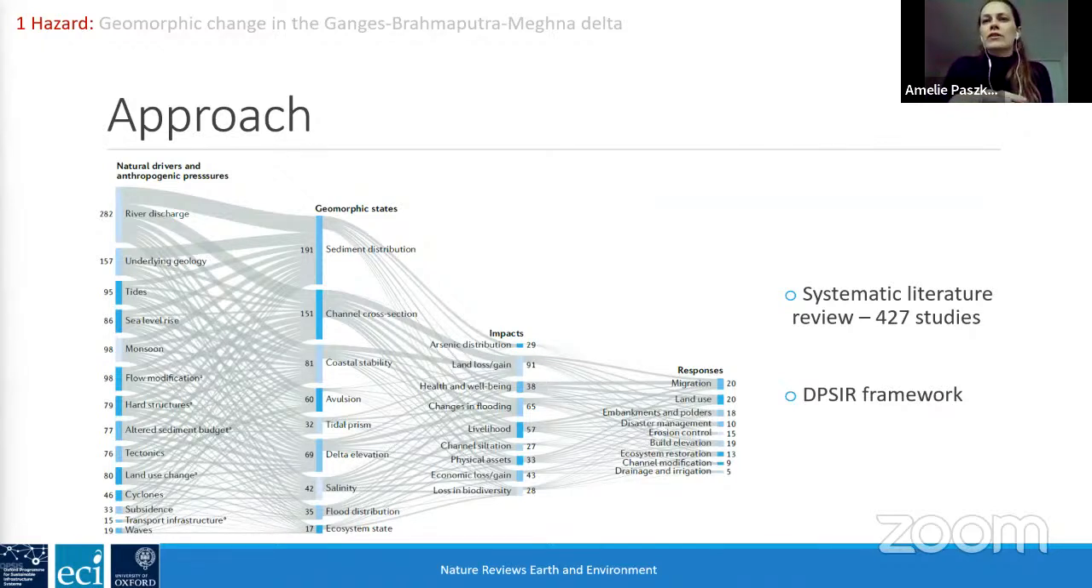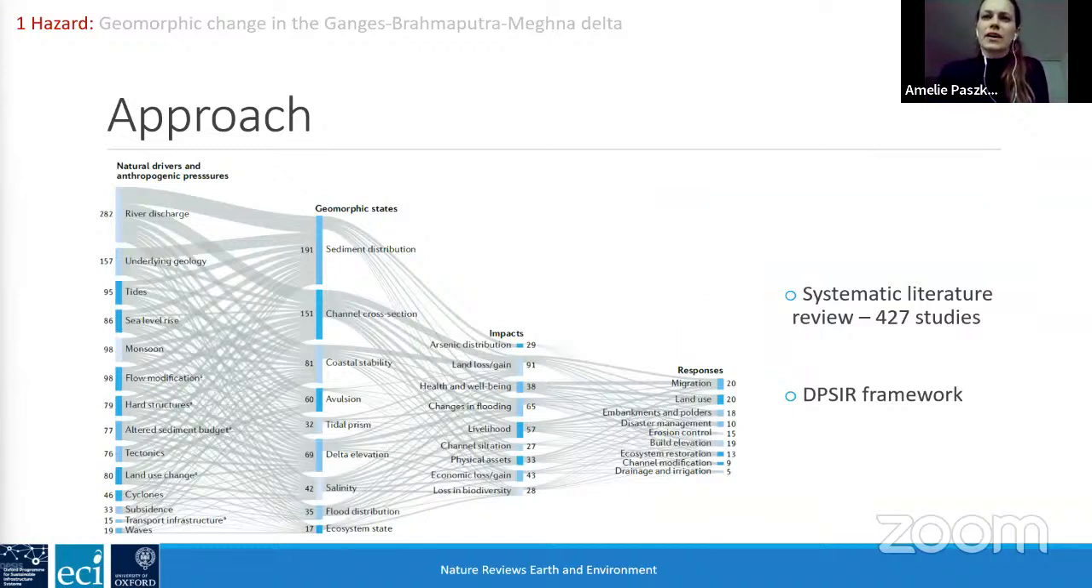Then, in order to organize and categorize those studies, we applied the DPSIR framework, which is the drivers, pressures, states, impacts, and responses framework. This basically provides a holistic, full picture of where the majority of scientific attention is centered. Here in the Sankey diagram, you can see the spread of literature. Just a note: if a paper looks at multiple processes, then it's represented multiple times in this diagram.